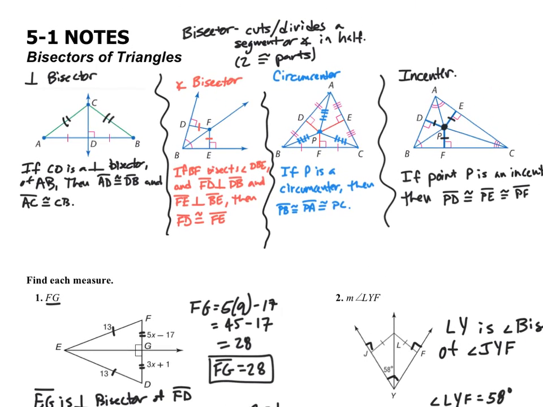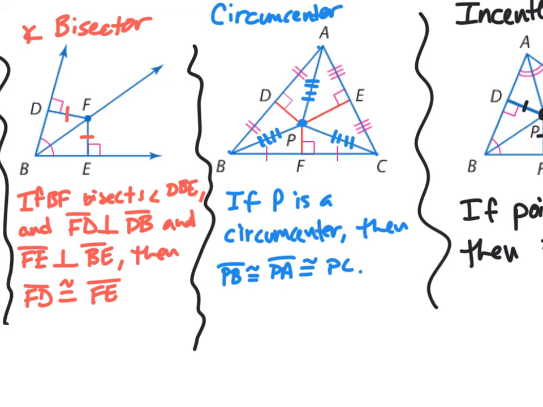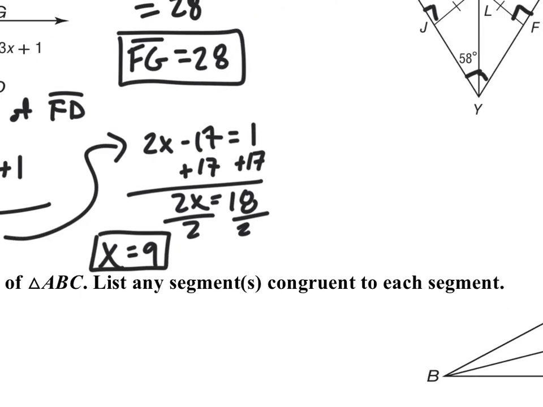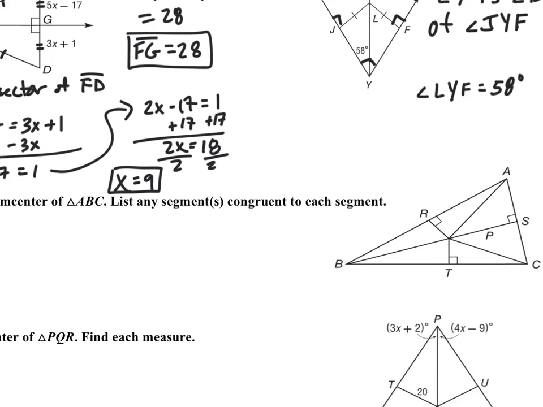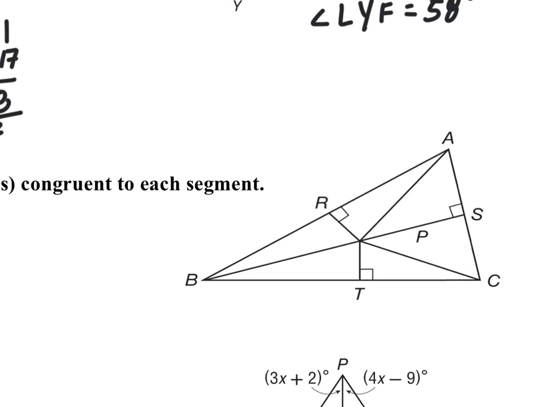Okay, a circumcenter means that if P is a circumcenter, then the distances from P to all the corners of the triangle are congruent. So let's go ahead and come in here. It says that point P is the circumcenter of triangle ABC. So let's figure out what we know. I know that PB is going to be congruent to PA and PC. All of those are congruent.